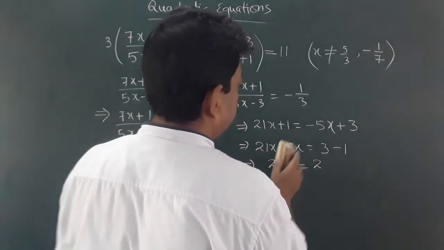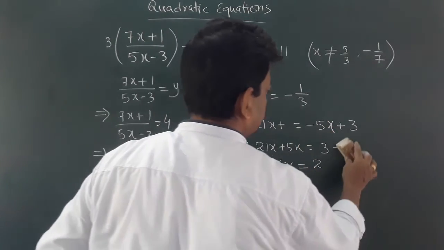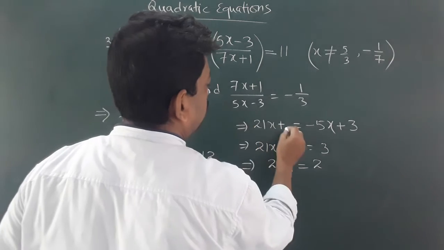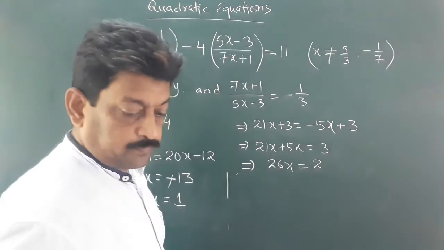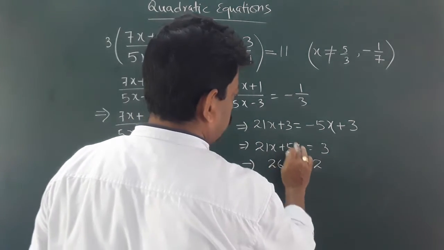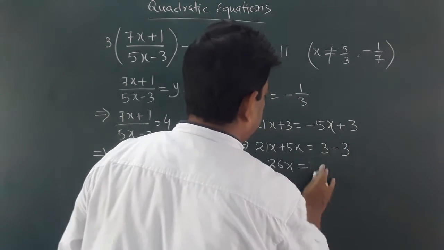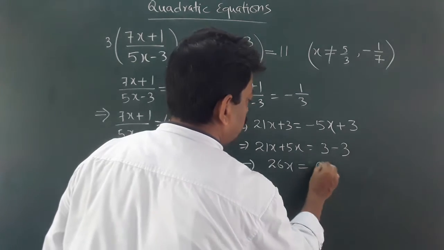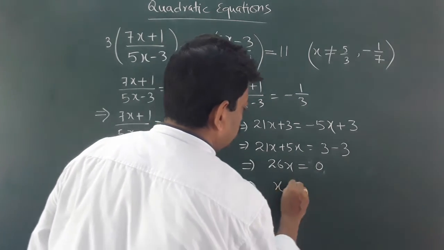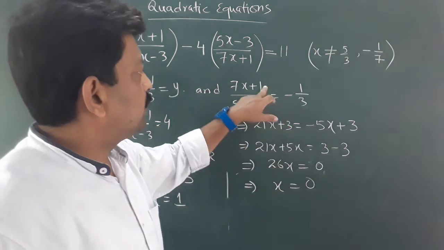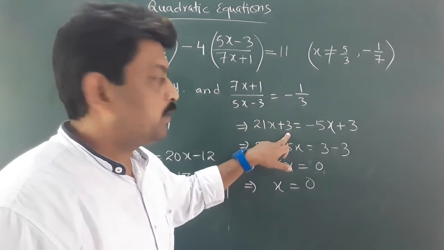Sorry student, there was a mistake here. This is 3 multiplied with 1 is 3. Okay. So this 3 plus 3 will go to the right hand side, it will become minus 3. That means 26x equals 0, or we can say x is equal to 0. Understood? This 3 multiplied with 1, I have by mistake written 1, so it will be 3.